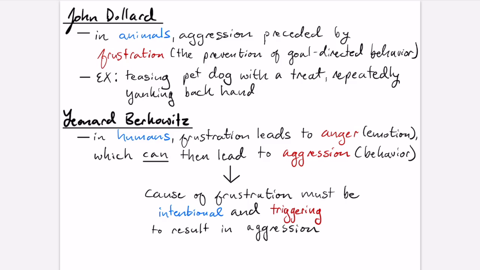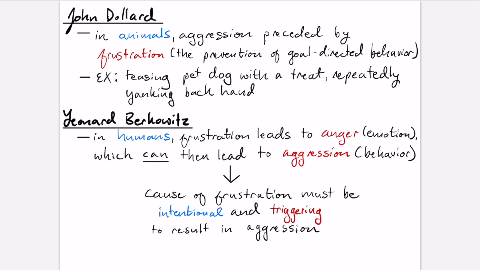So if you try to give a treat to a dog and you're like, no, no, no, and you take it away each time, eventually they're going to get aggressive and snatch it out of your hands, okay, because you've been preventing that goal-directed behavior. So frustration creates anger. Anger creates aggression. Aversive stimuli like pain, for instance, can also increase aggression.